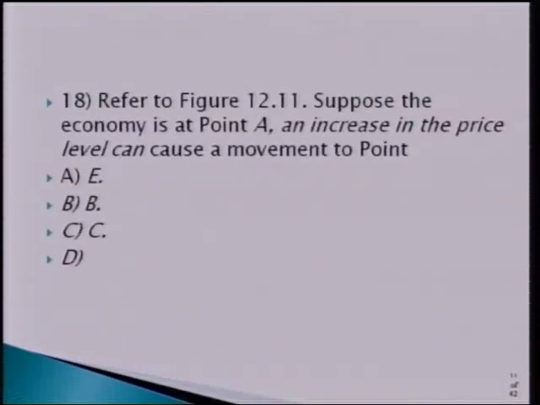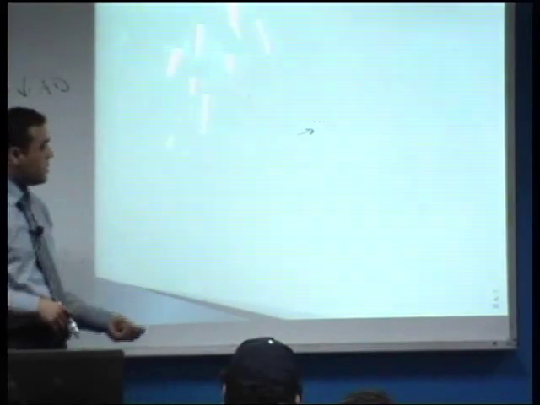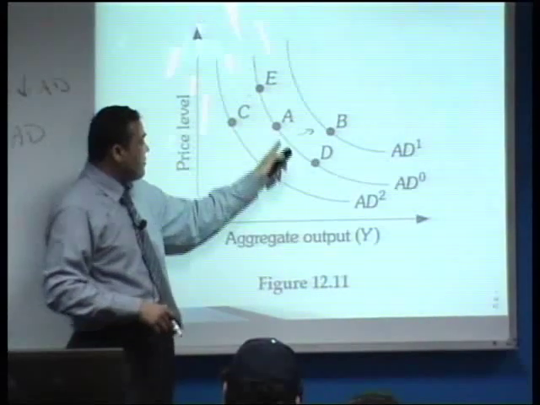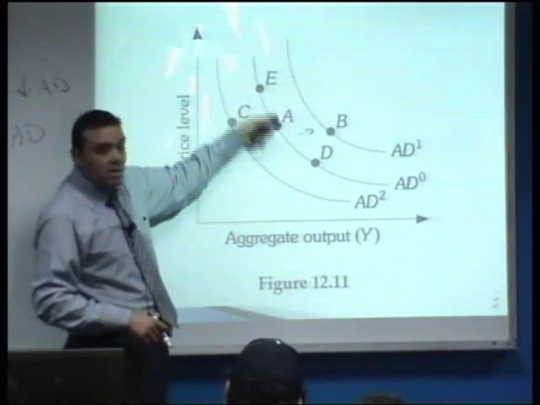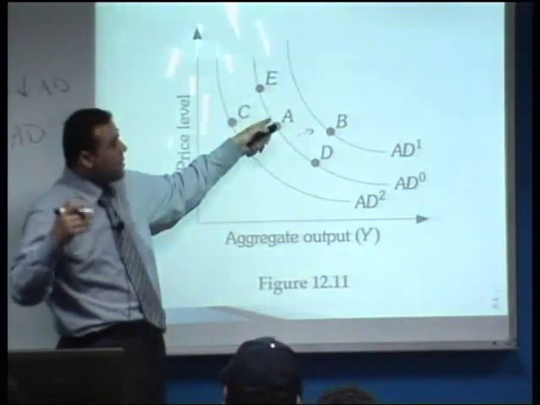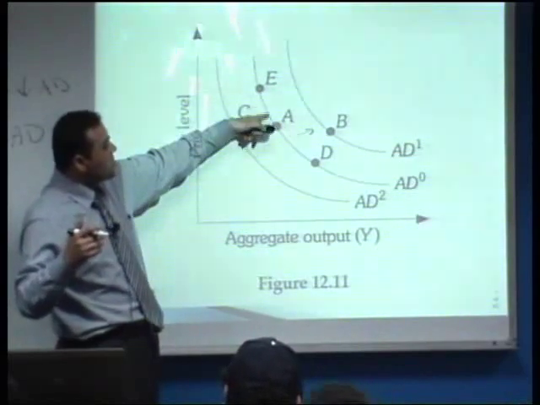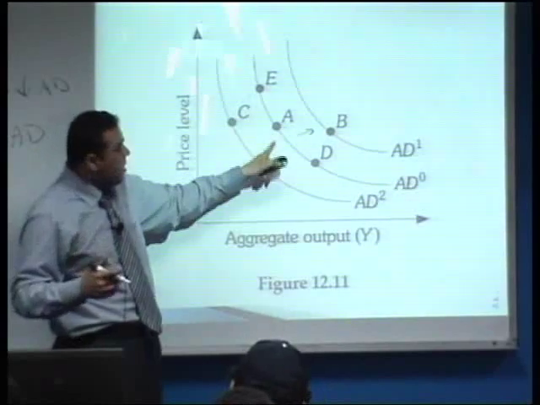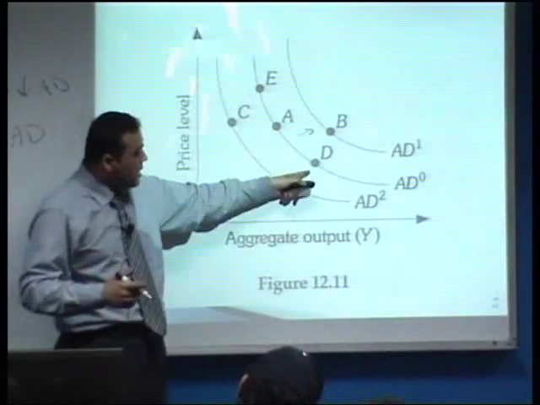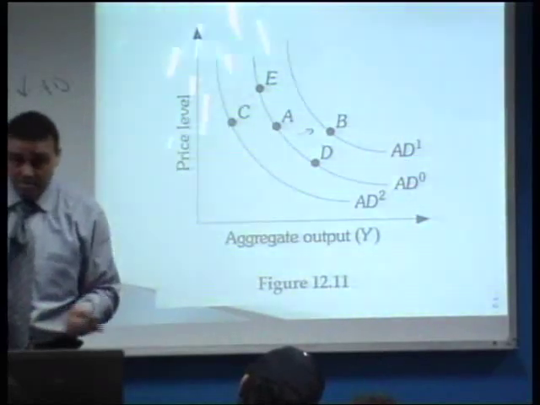Refer to the figure. Suppose that the economy is at point A. Now, suppose that we are at point A. An increase in the price level can cause a movement to point what? So let's come back to the diagram here. From A to E may be caused by an increase in the price level. The decrease in the price level may lead to shifting to point D, right? Okay.